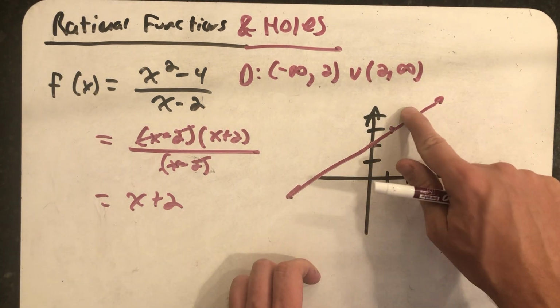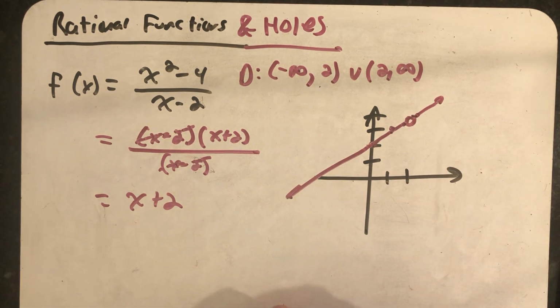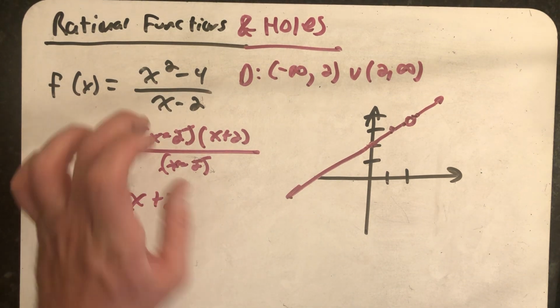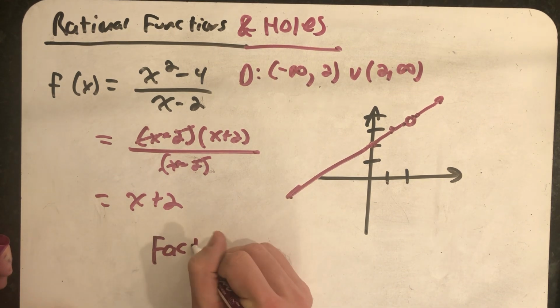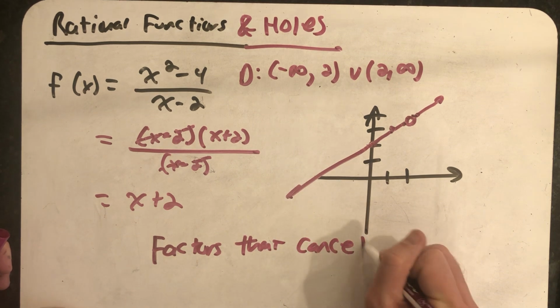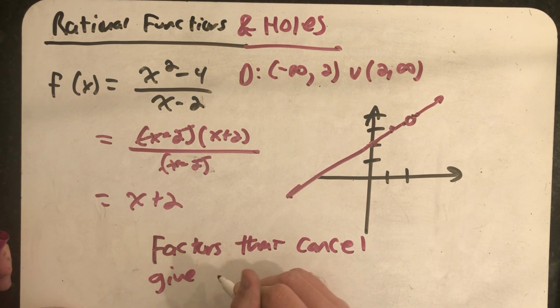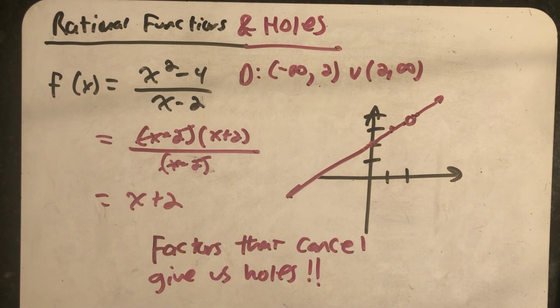So what I do is I say, well, I just don't get that one value at x equals 2. There's a hole in the graph at 2, 4. That's what happens when we have factors that cancel. Factors that cancel give us holes. So, one of the first things we'll do when we have a rational function is we'll factor the top and bottom and look for factors that cancel because those will give us holes in the graph.